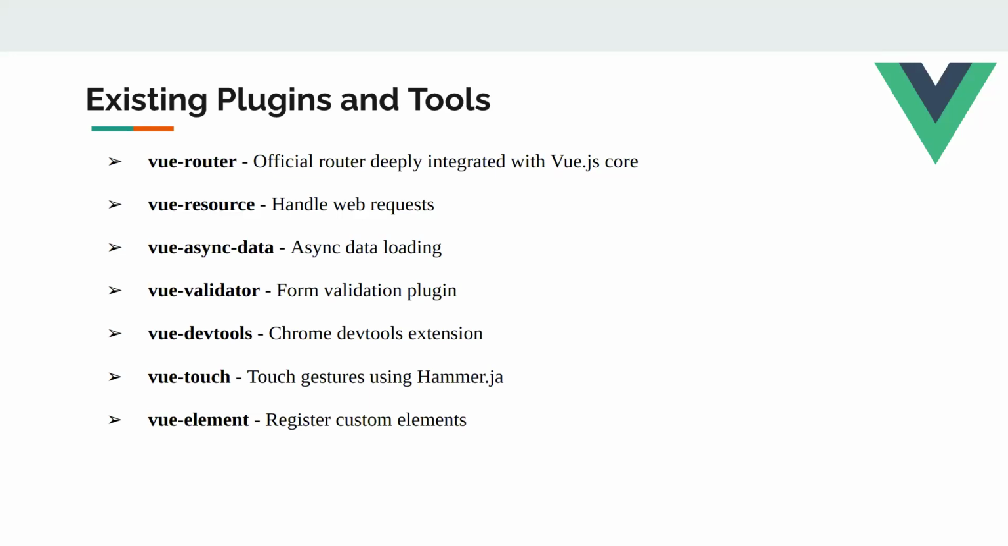Then the next one is Vue Touch. If you need to handle some touch events with the help of Vue, we will be using this plugin. And the next one is Vue Element. Vue Element means that if you want a set of customized elements, we will be using the Vue Element plugin.